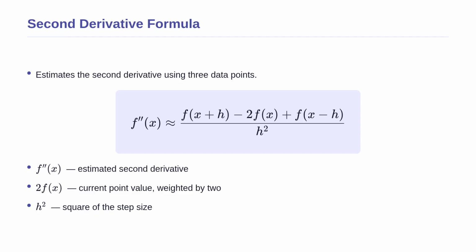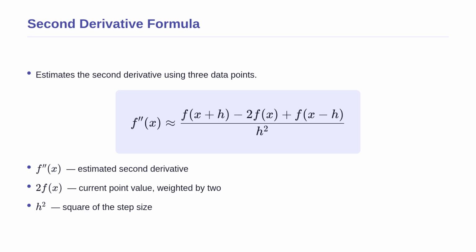Let us examine the mathematical formula for this concept. This is the central difference formula for the second derivative. Conceptually, it compares the average of the two outer points against the center point to see if the curve is bending upwards or downwards. The formula uses 3 points: the point ahead, the current point multiplied by a weight of 2, and the point behind. The denominator is the square of the step size, h squared.